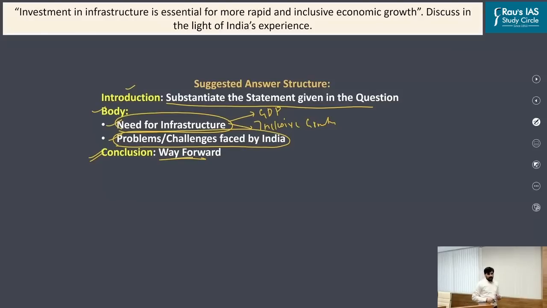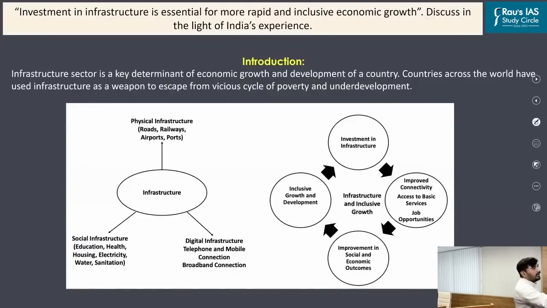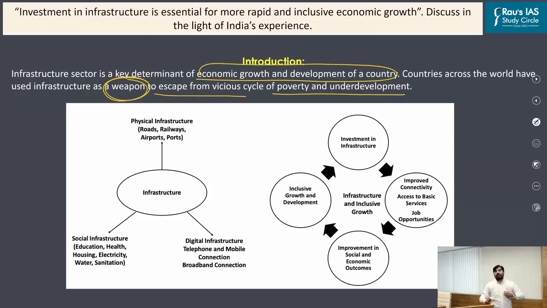Look at the introduction here. Infrastructure sector is a key determinant of economic growth and development of a country. Countries across the world have used infrastructure as a weapon, as a Brahmastra, to escape the vicious cycle of poverty and underdevelopment. If you want to come out of poverty, if you want to come out of underdevelopment, infrastructure is a weapon. So can you see here in the introduction, you have substantiated that once we make investment in infrastructure, automatically it can act as a tool to promote high GDP growth rate.